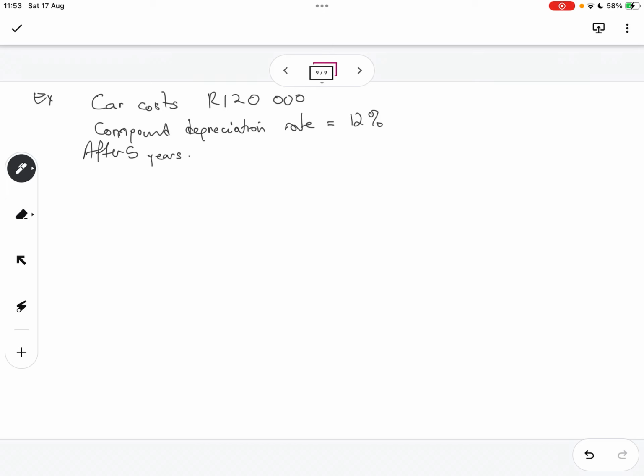So after 5 years, how much will the car cost?